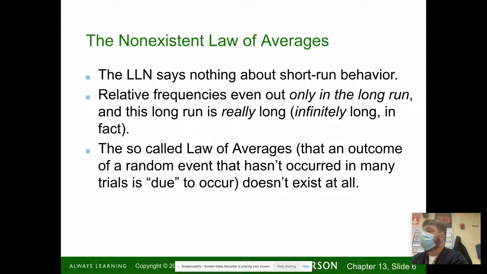Now, if it's truly a 50-50 shot, and I flip a quarter a million times, half a million times should be heads, half a million times should be tails. That's the law of large numbers. But because the law of large numbers is infinitely large, I don't know how many quarters are being flipped. I don't know where I'm at in that. I'm looking at the short term.